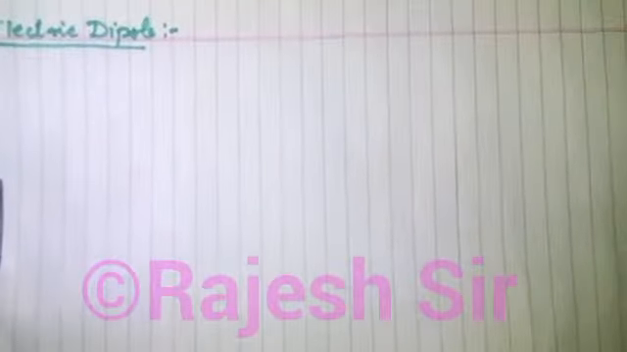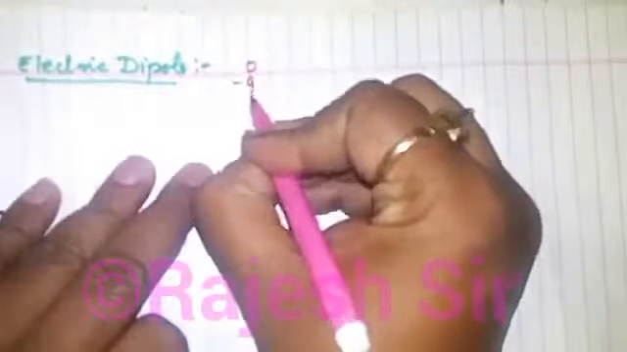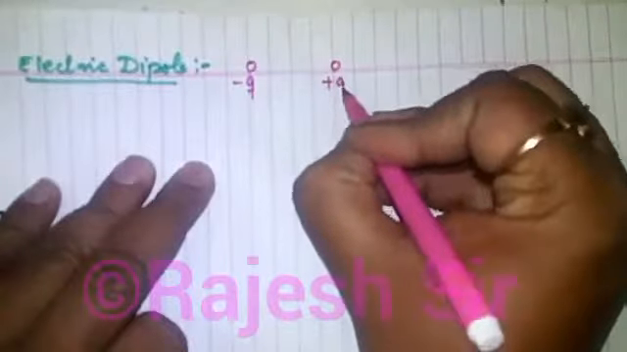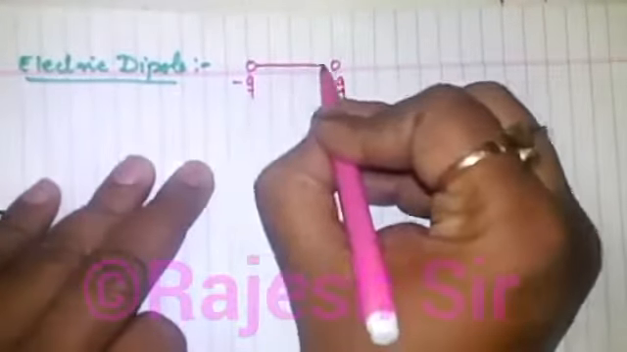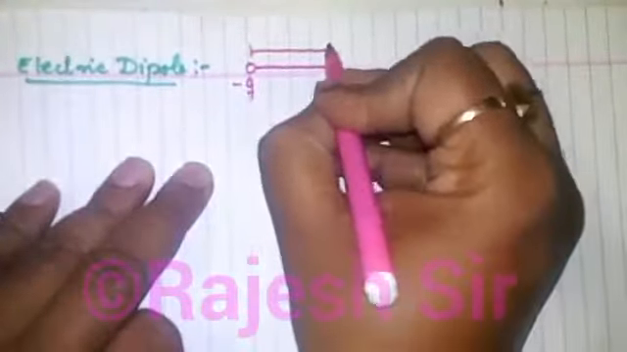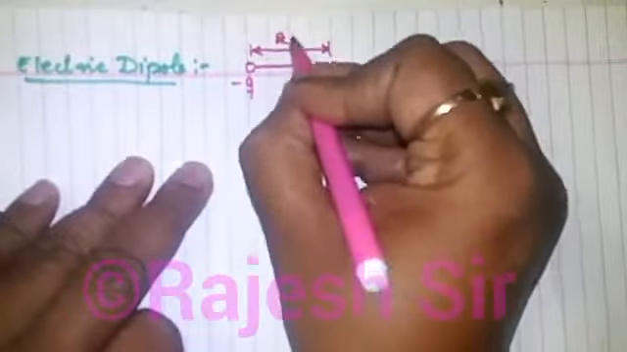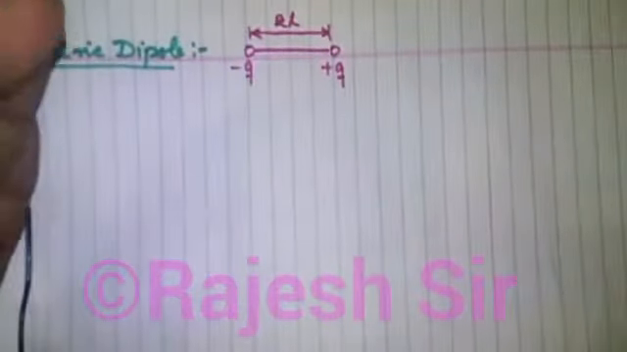Okay, before we move further into it, let's make one point clear. What do we mean when I say electric dipole? An electric dipole is a system of two equal and opposite charges separated by a very small distance. So if I've got two equal and opposite charges, one of magnitude minus q and another of magnitude plus q, separated by a very small distance, this distance is generally considered to be 2L. Remember, 2L is the entire distance.